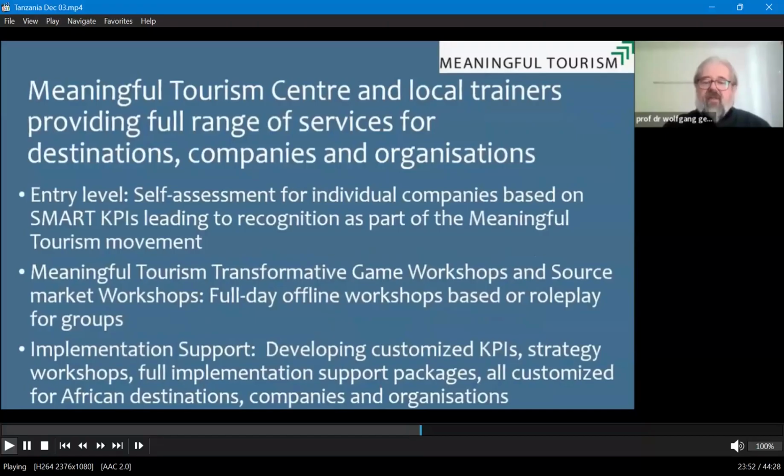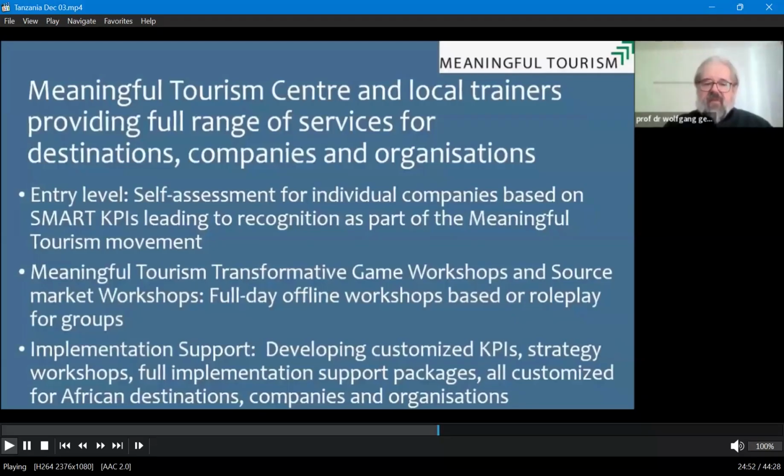The entry level is based on a self-assessment for individual companies, which is very easy to do based on smart KPIs we provide, so that these companies or organizations or destinations can become recognized as part of the meaningful tourism movement. We have as a key element meaningful tourism transformative game workshops and source market workshops, which are full day offline workshops. This is where the local trainers are providing the services on the spot and if necessary also in local language. And this is based on role play, so it's a very innovative and productive way of seeing how development can be pushed forward for a specific company or destination.